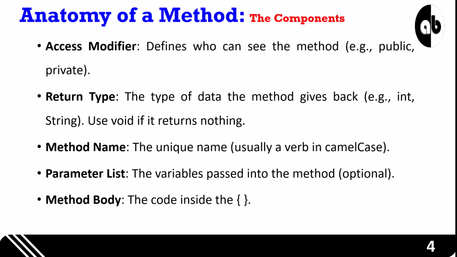Anatomy of a method. Let's look at the components that make up a method. Access modifier. This defines visibility, like public or private. Return type, the type of data the method gives back, such as an integer or a string. If it returns nothing, we use void. Method name, a unique identifier, usually a verb in camel case. Parameter list, these are optional variables passed into the method. Method body, the actual code contained within the curly braces.